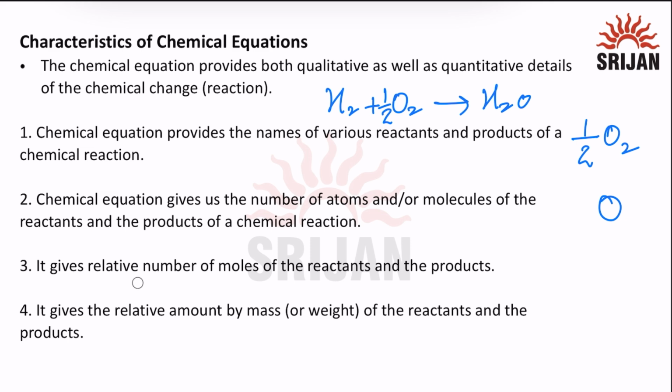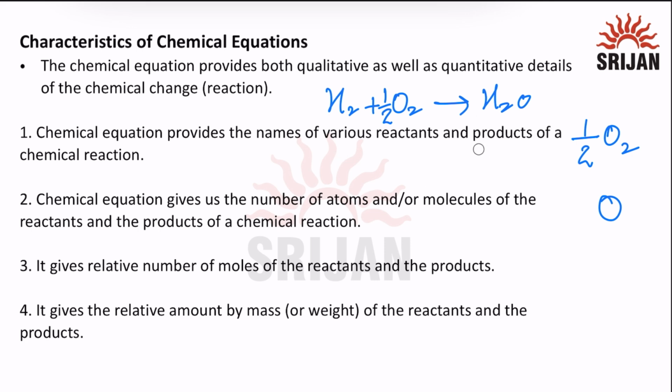Third point, it gives the relative number of moles of the reactants and the products. Relative number, not the exact. So even if it's unbalanced, at least we can tell the relative number of moles on the reactant side and product side. Fourth, it gives the relative amount by mass of the reactants and the products.